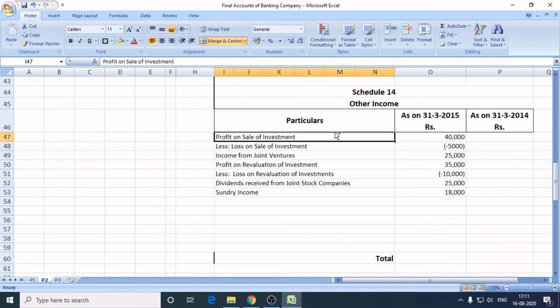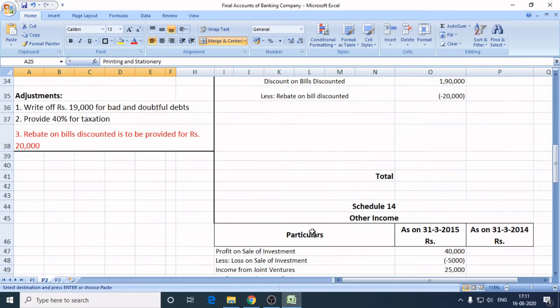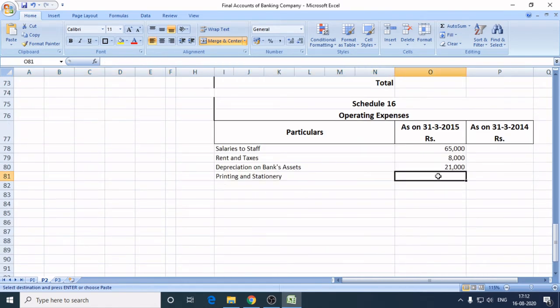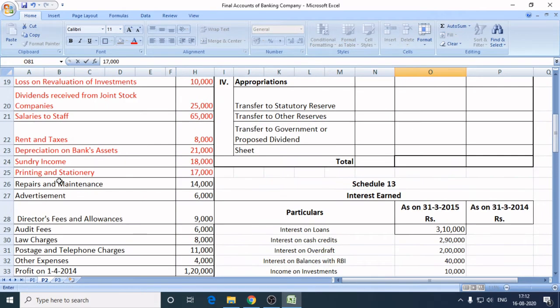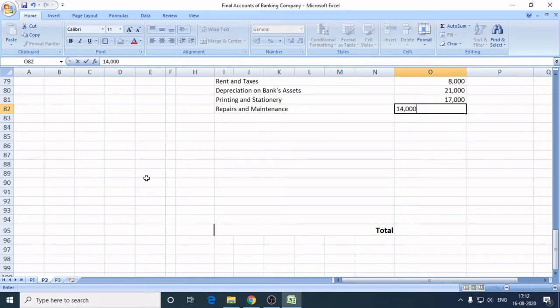Okay, next in the problem is printing and stationery. Now printing and stationery is also an expense, so it will also go there only, and the figure is 17,000. Okay, the next in the problem is repairs and maintenance of rupees 14,000. It is also an expense of the bank. It will also go there only in schedule number 16, operating expenses, repairs and maintenance 14,000 rupees.